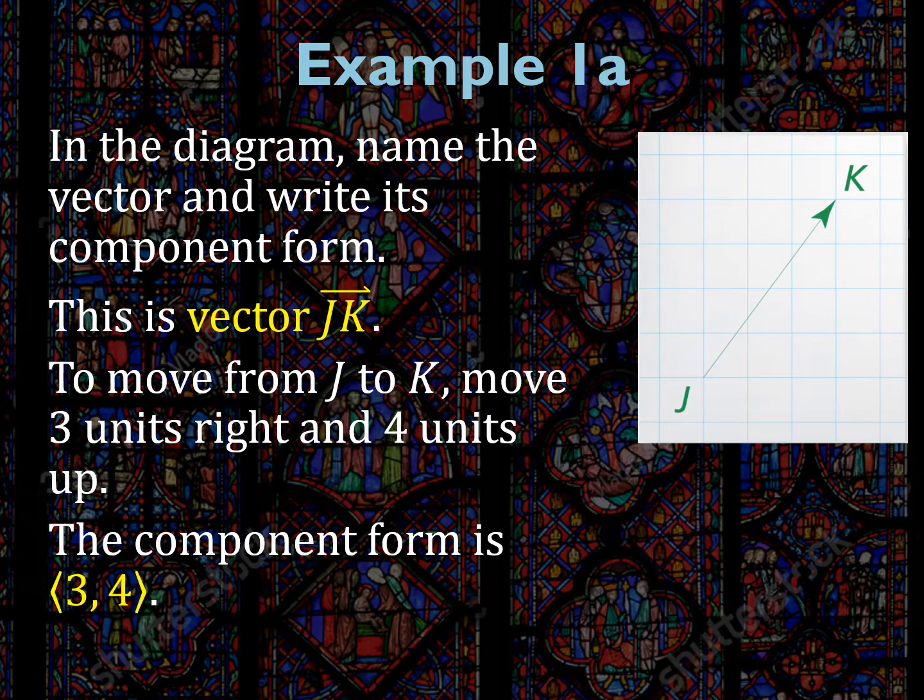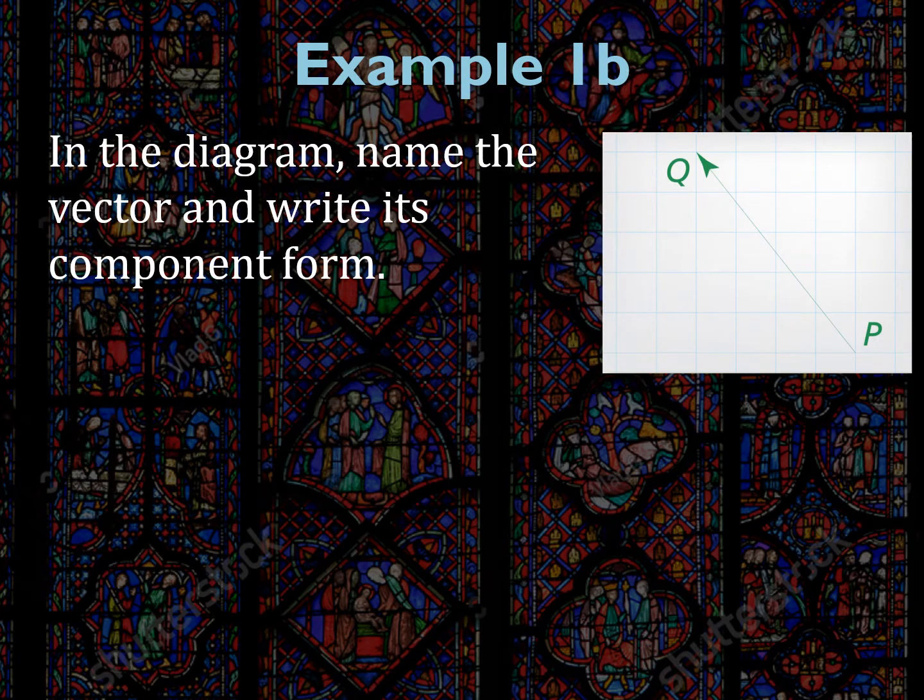Take a moment to do the same thing for example 1b. Name this vector and write its component form. So this is vector PQ, and to go from P to Q, you have to go 4 to the left and 5 up. So the component form is <-4, 5>. The component form of a vector, very simple, just tells you the direction of the vector and how far it goes. That's another word for magnitude.